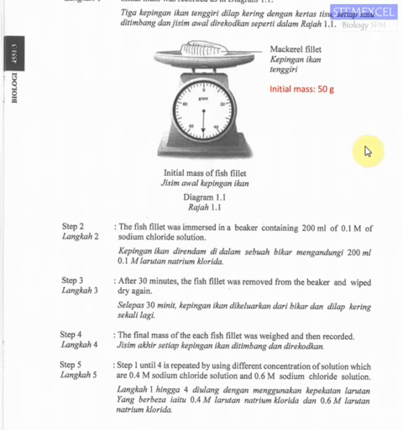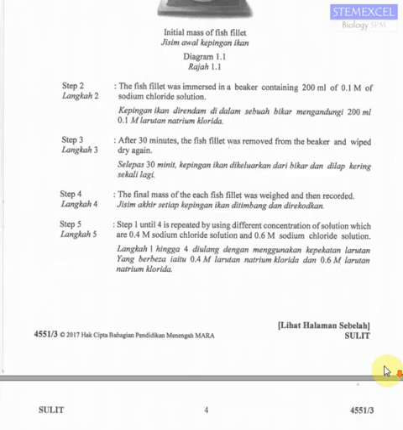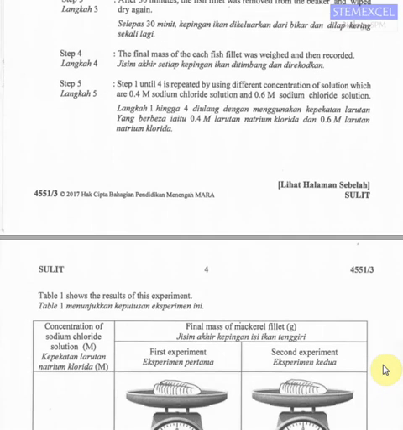Step 2, the fish fillet is immersed in a beaker that contains 200 ml of 0.1 molar sodium chloride solution. After 30 minutes, the fillet was removed from the beaker and wiped again, and then the final mass for each of the fish fillets was weighed and recorded. And then they repeated this entire experiment, now using 0.4 molar of sodium chloride and 0.6 molar of sodium chloride. And then the results are tabulated.